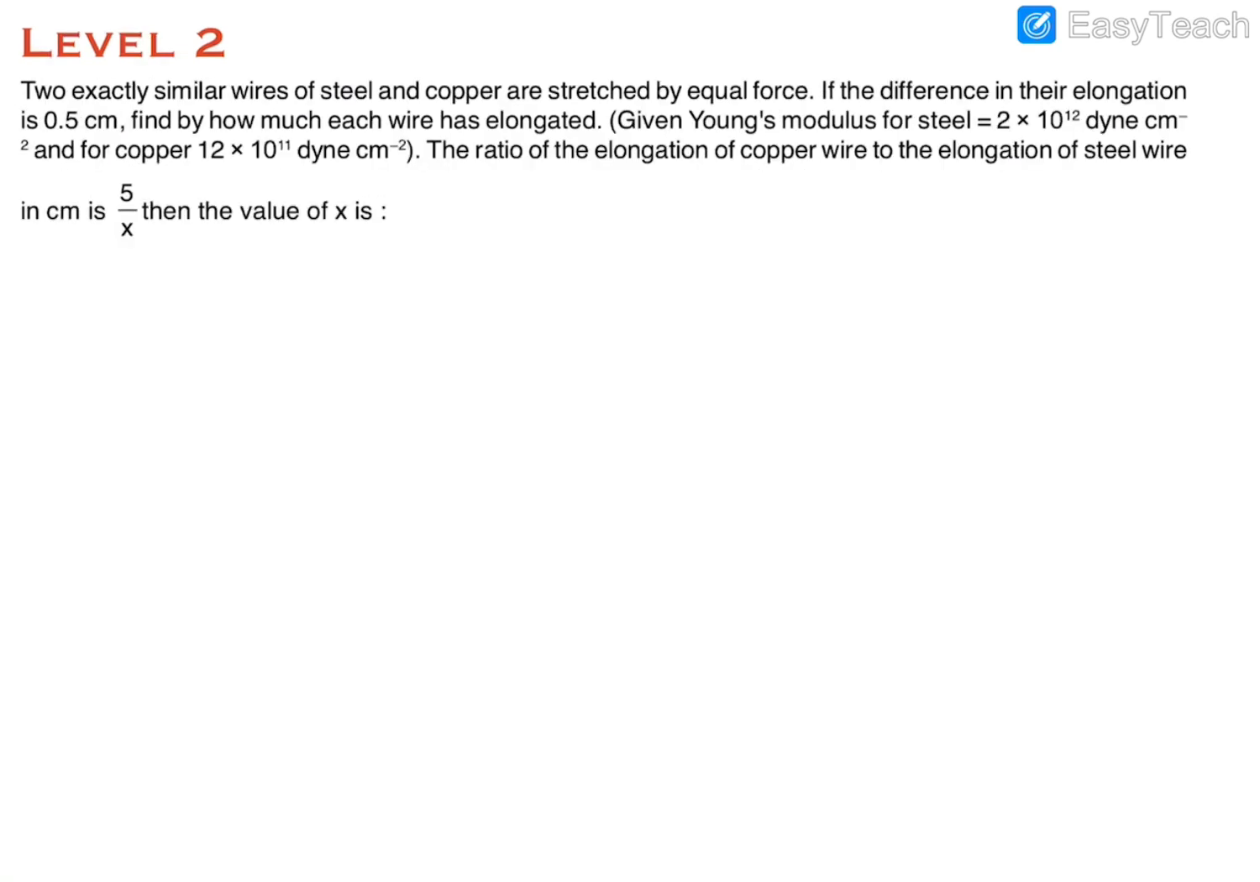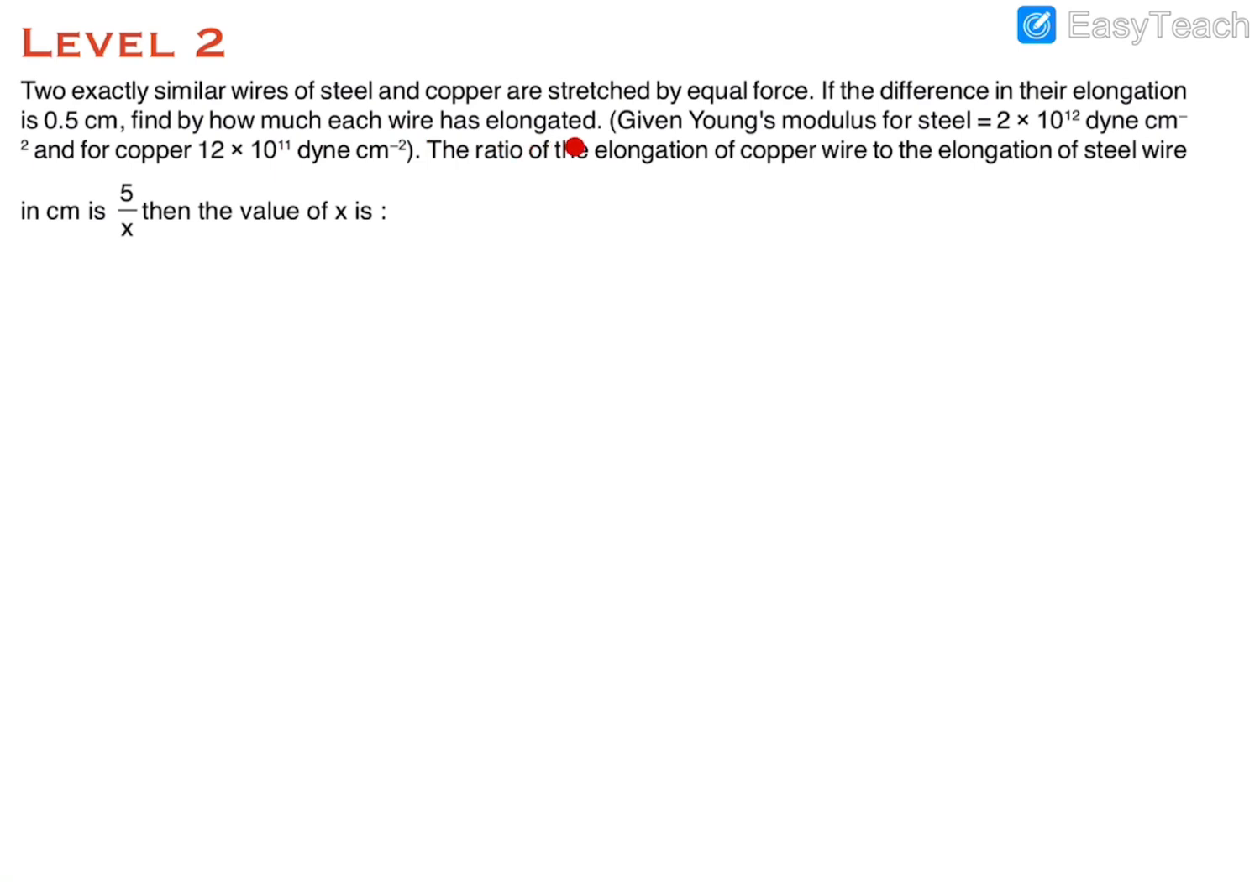In this question, there are two exactly similar wires, one of steel and one of copper. Exactly similar means in dimensions, not in materials. And their difference in elongation is given as 0.5 centimeter, which means that when we have applied the same force on them, they have elongated differently, and the difference of their elongation is 0.5 centimeters.